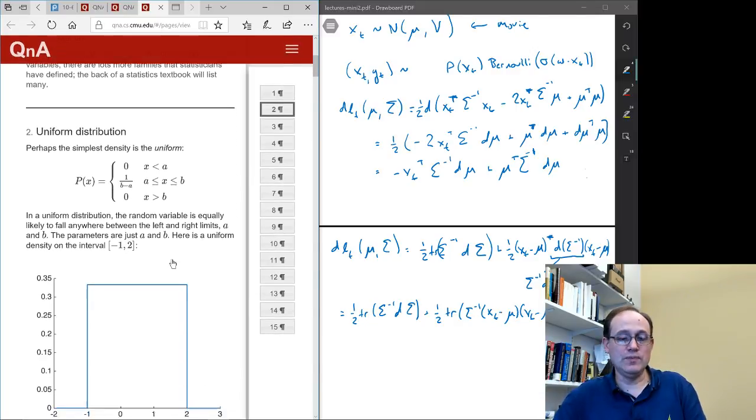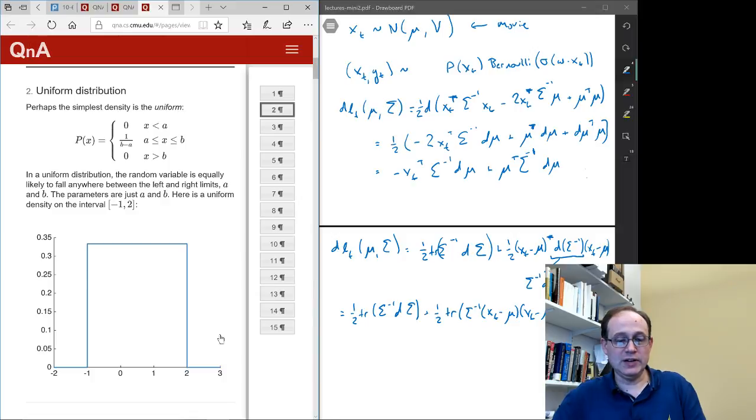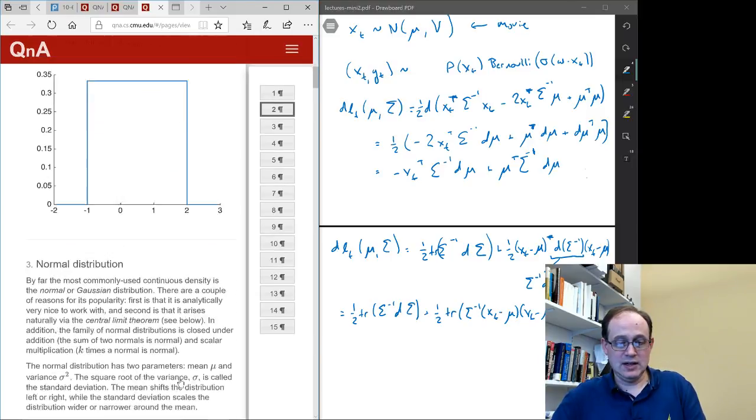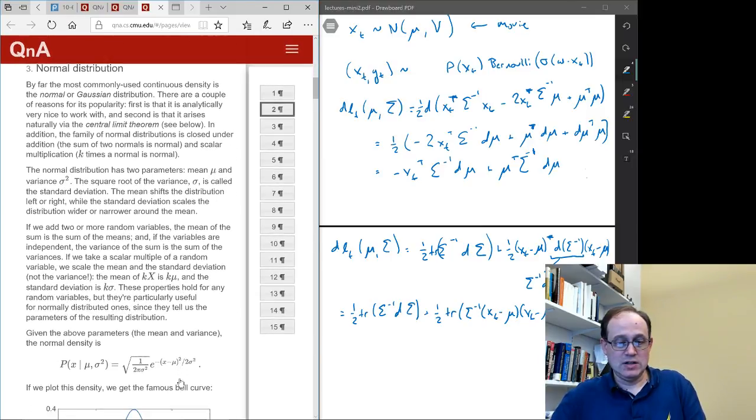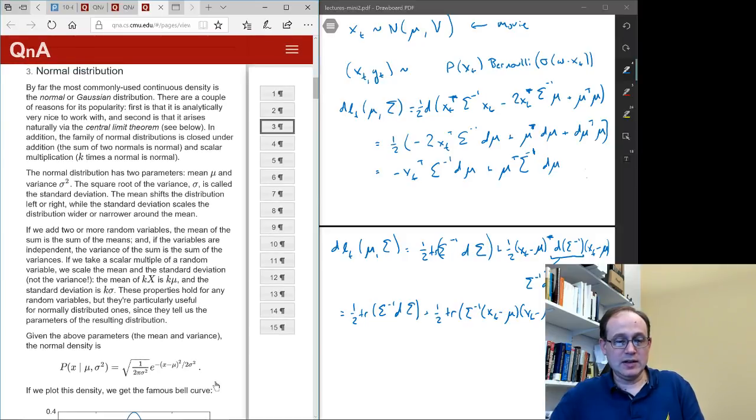All right, so uniform distribution, simple enough that we won't spend a lot of time on it. Basically, equal probability of falling anywhere in some interval. And so the parameters are the ends of the interval, and the density is just constant within the interval, so that the probability of falling in any subinterval is proportional to the length of that subinterval. Right?